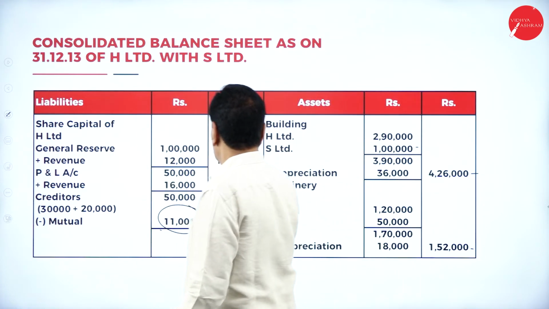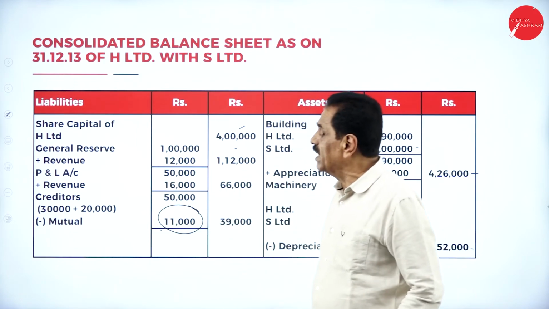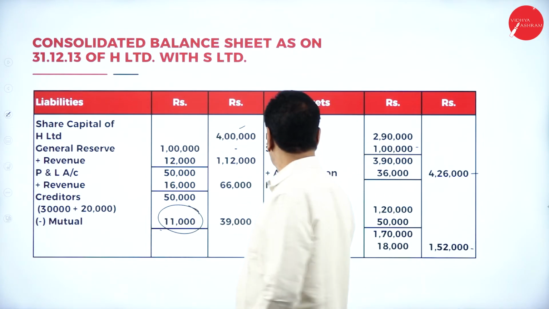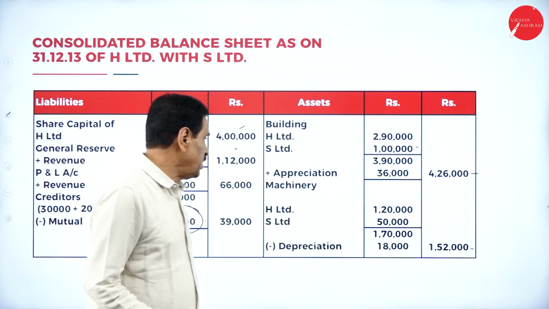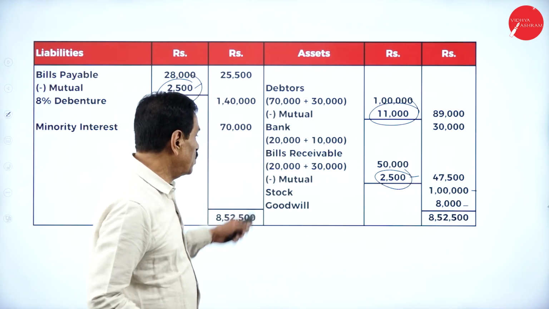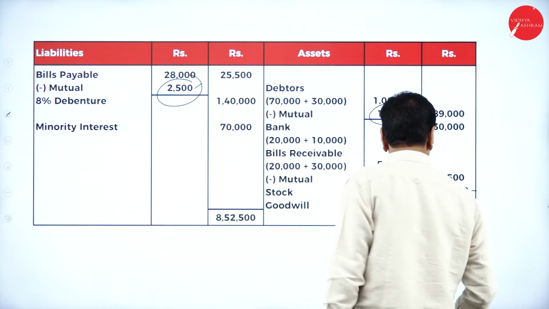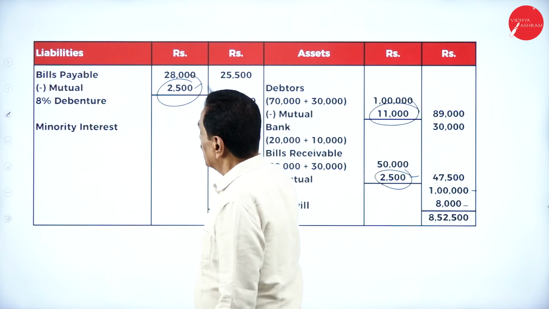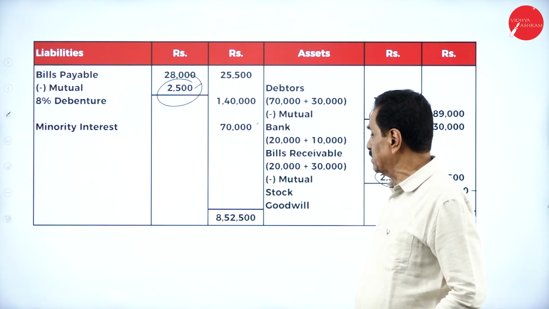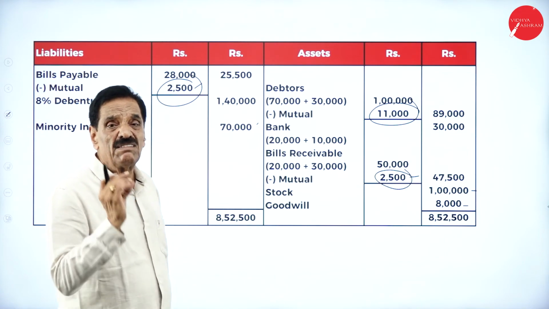Then this is share capital of H Limited, reserve of H Limited, add the revenue reserve, profit of H Limited, add the revenue. Creditor: add both creditors, consolidated balance sheet minus mutual adjustment 11,000. Building: add both, add appreciation. Machinery: depreciation. Debtor: mutual. Bank 30,000. BR: mutual. Stock 80,000 plus 20,000, 1 lakh. Goodwill as per the calculation is 8,000. Here BP is mutual, 8% debenture as per the balance sheet is 1,40,000. The minority interest is 70,000. It will tally for 8,52,000. Very, very easy problem.